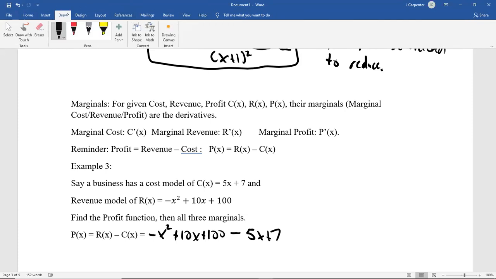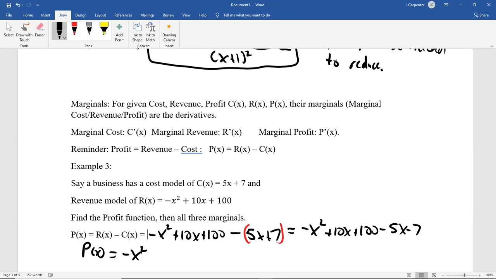And I hope that everyone would instantly recognize that this is not correct, because to subtract the cost function, if it's got multiple terms, it's about the 10 millionth time we've needed extra parentheses here. So we can distribute that negative, which gives us negative x squared plus 10x plus 100 minus 5x minus 7. And then we can combine our like terms to get our profit function, which is negative x squared. The 10x minus the 5x is going to give us a plus 5x. And then the 100 minus the 7 is going to be a plus 93.